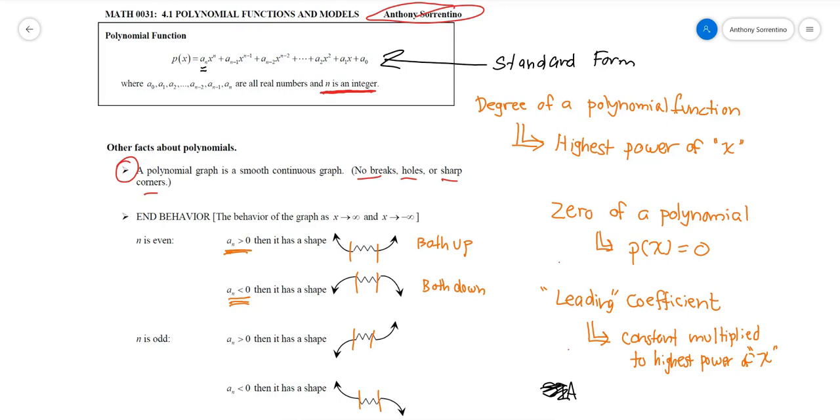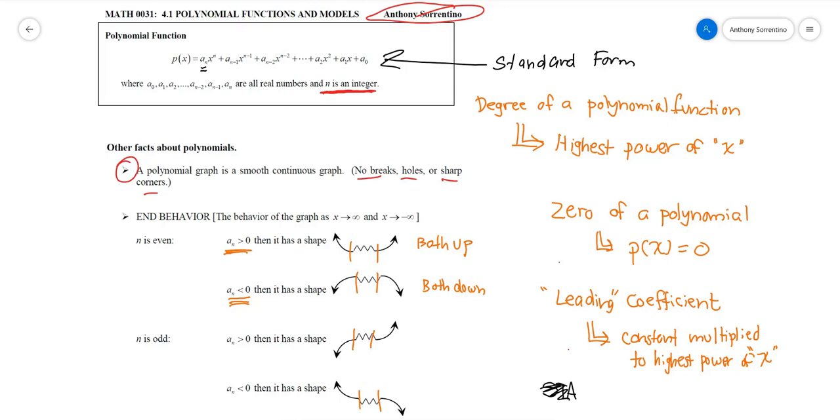And of course, getting back to the end behaviors, if the degree of the polynomial is odd, then basically the two ends are going to point in opposite directions. For instances where the leading coefficient is positive, it's going to be pointing down on the left and up on the right. And that's going to be reversed if your leading coefficient is negative. So there are a lot of things that go on with this that you have to be aware of in order to know what the end behavior looks like.